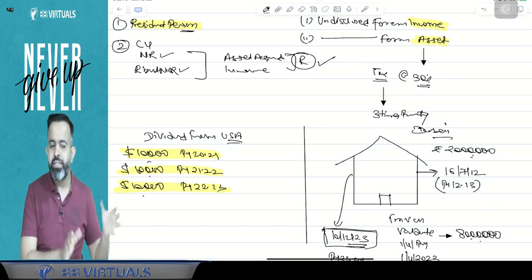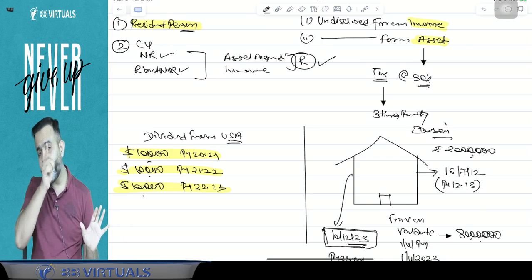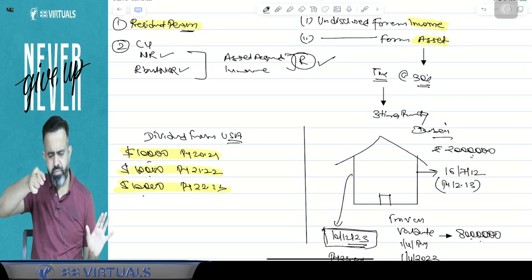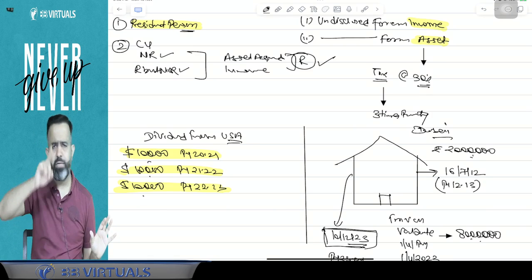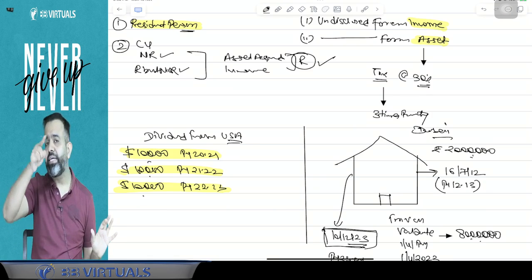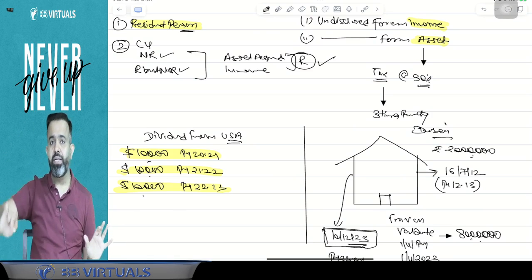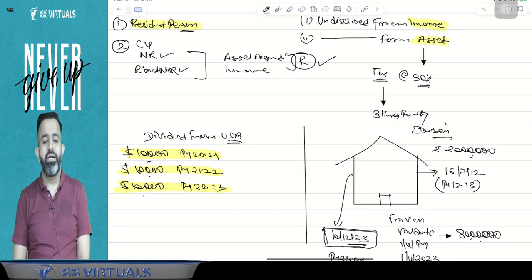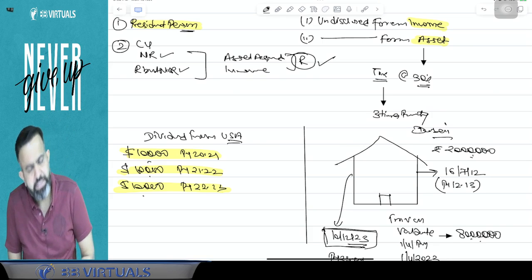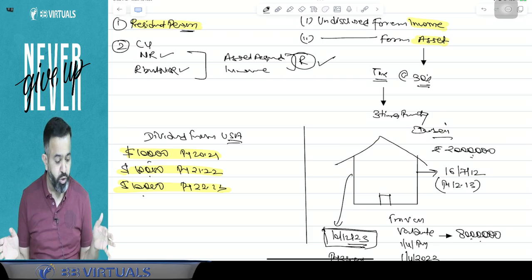One is a resident person in the current year. Or suppose that person was resident in the year in which the asset was acquired, or in the year in which the income was earned, but in the current year he is a non-resident or R but NOR, then this particular Act is applicable. The answer is yes, this particular Act is applicable. You got my point or not?